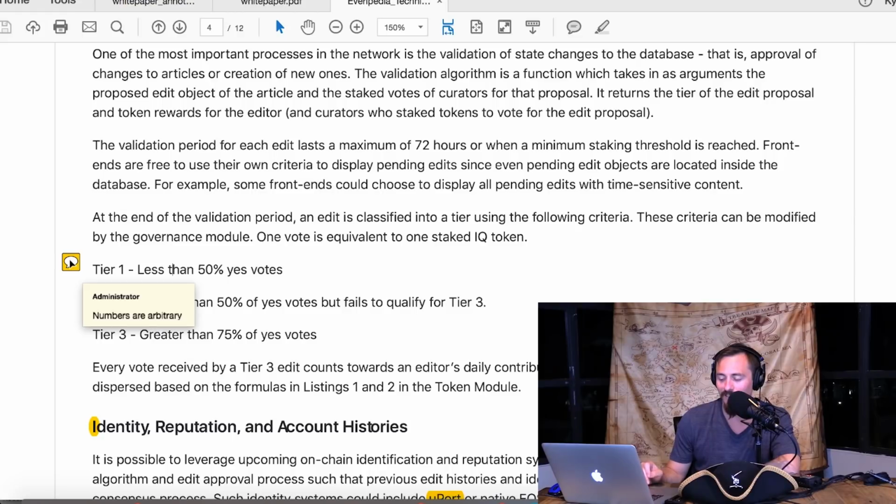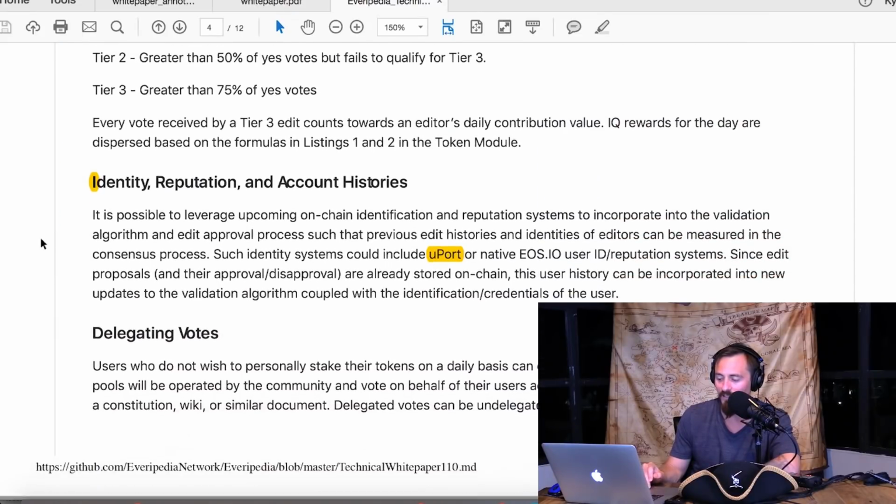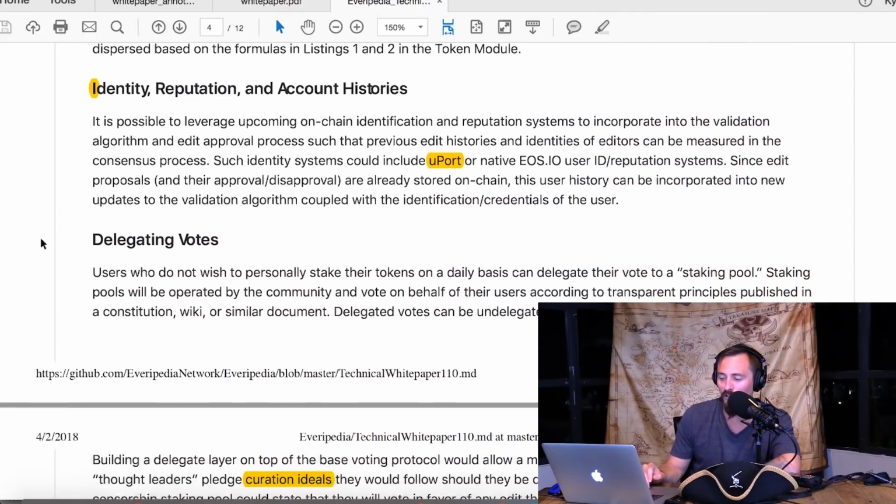So obviously the thing that sticks out to me here is that these numbers are arbitrary. So I have a feeling that if they decide that they want to adjust these numbers, whether it's to make things more loose or more strict, then they will be able to do that. That's something that would take place in the more governance part of the project.